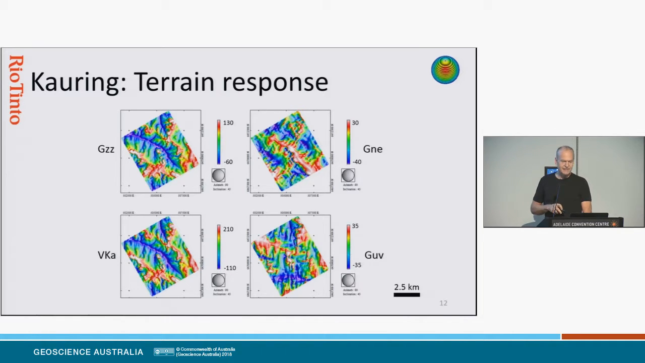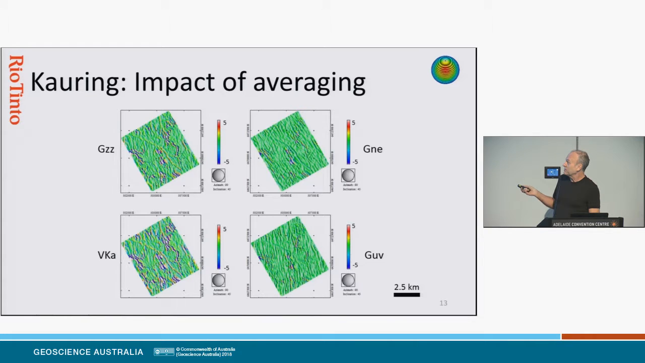So if we look at the actual terrain response of the RJ Smith test range, you can see that the GZZ and the VKA look very similar. That's because the VKA is dominated by the GZZ component as opposed to the GXX. And these are the two Falcon components, the GNE and the GUV. And you can see the amplitudes, they're minus 110 to 210 for VKA and 35 and 40 for the GNE and GUV.